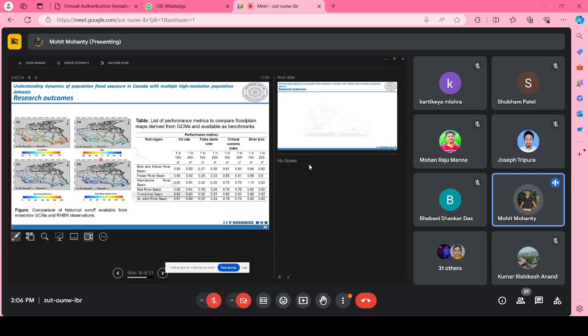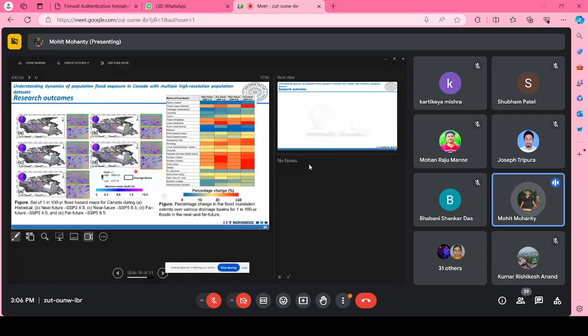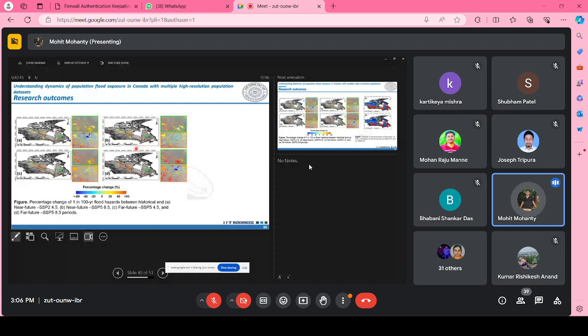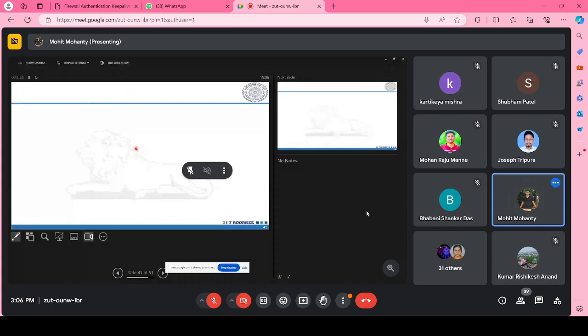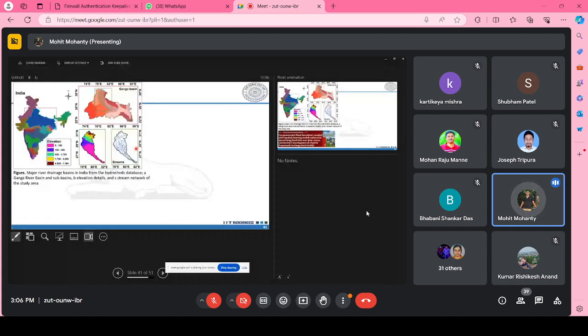So I'm trying to show you, yeah, this one. We basically saw that the intensity is going to be very, very high. The frequency of occurrence is also going to be very high. Basically, the floods which were occurring maybe 1 in 100 years will be occurring 1 in every 25 years or 1 in every 50 years with the same degree of impacts. This is a very recent work that we have done.